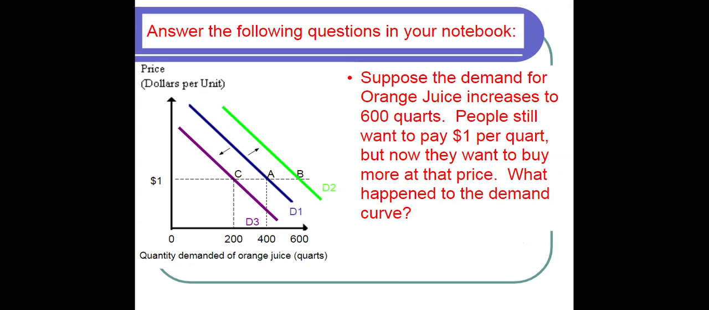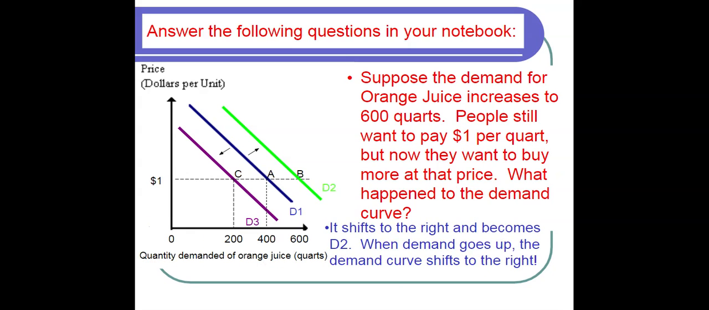Suppose the demand for orange juice increases to 600 quarts. People still want to pay $1 per quart, but now they want to buy more at that price. What happened to the demand curve? The demand curve will shift to the right and it becomes D2. When demand goes up or increases, the demand curve will always shift to the right.